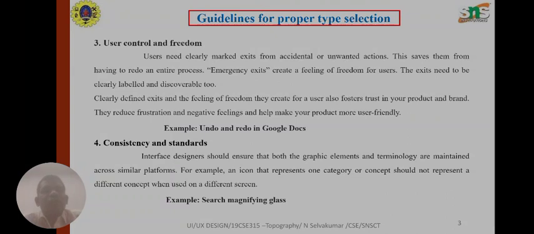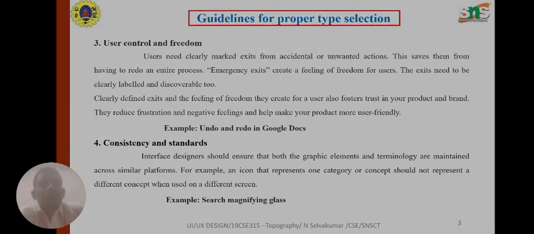Third one, user control and freedom. Users need clearly marked exits from accidental or unwanted actions. This saves them from having to redo an entire process. So emergency exits create a feeling of freedom for users. The exits need to be clearly labeled and discoverable too. Clearly defined exits and the feeling of freedom they create also foster trust in your product and brand. They reduce frustration and negative feelings and help make your product more user friendly. Example, undo and redo in Google Docs.